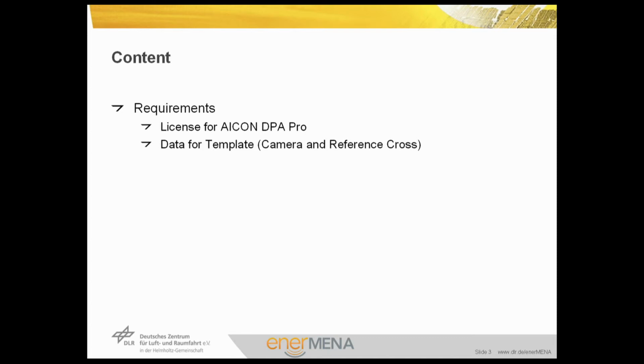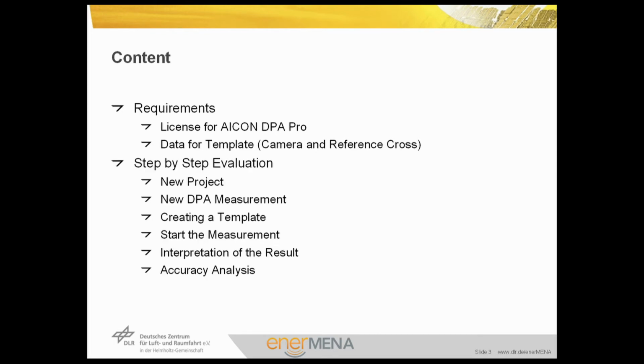This is mainly the installation and the license for the software AICON DPA Pro, and we also need data for so-called templates which contain information mainly about the camera and the reference cross. Then we will be guided by a step-by-step evaluation.